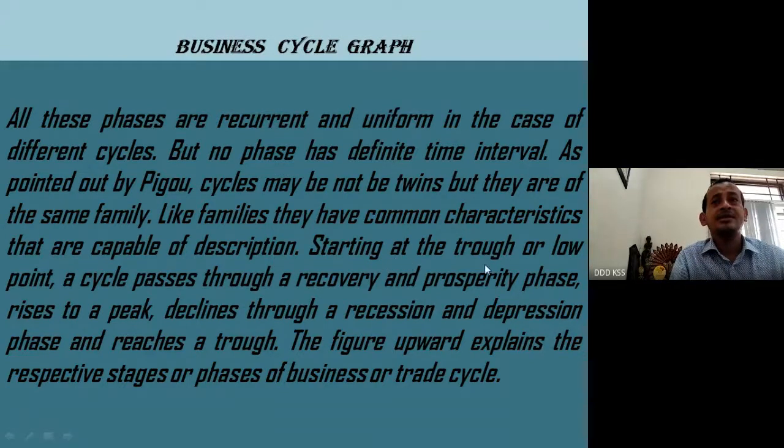Starting at the high point or at the low point, a cycle passes through a recovery and prosperity phase, rises to a peak, declines through a recession and depression phase, and reaches the lowest point. The figure above explains the respective stages or phases of the business or trade cycle.